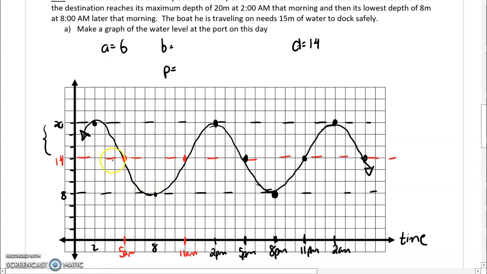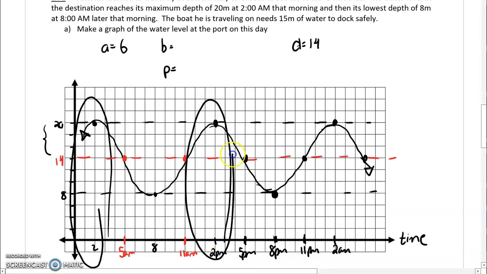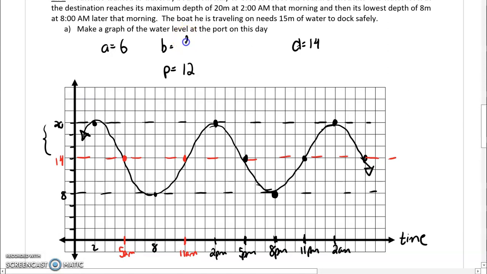From 2 a.m. to 8 a.m., and we're going to double that to go from bottom back to top. So a total of 12 hours, and just make sure that's 2 to 2. So that's taking us 12 hours. That's our period. Then our b value is 2 pi divided by our period, 2 pi divided by the 12, which can be reduced to pi over 6.